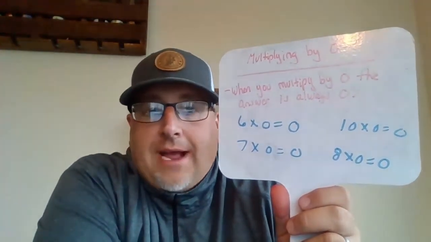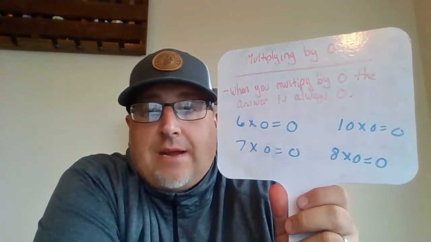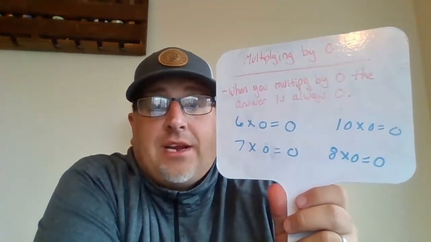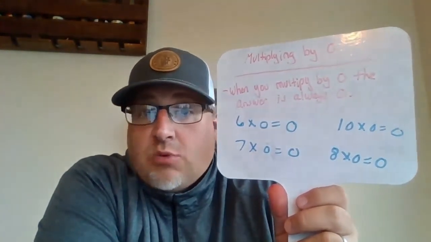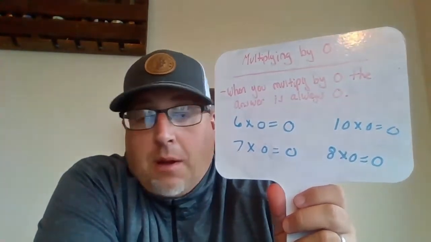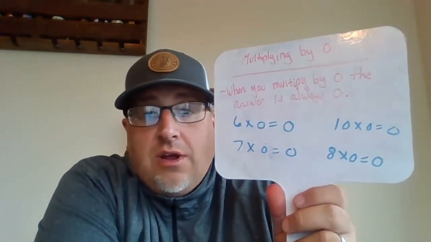Look at my examples right there. 6 times 0, 7 times 0. I'm going to tell you right now, these are probably going to be in your exit ticket, so you should get these right. Anything multiplied by 0 is going to give you 0. Anything multiplied by 1 is going to give you that same number that you worked with. So that's multiplying by 0 and by 1.